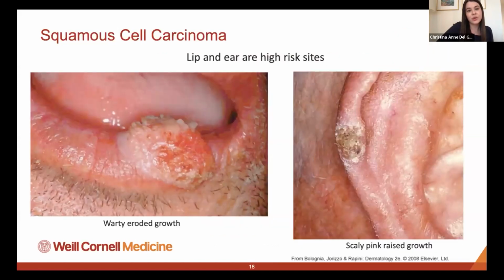I show a picture of both the lip and the ear, as the lip and the ear are particularly high risk sites for developing these. So if you develop a squamous cell carcinoma here, these are considered slightly more aggressive skin cancers. You can see that the spot here on the lip is scaly, but it almost has a warty appearance to it. And then the spot on the ear is a thick raised growth.